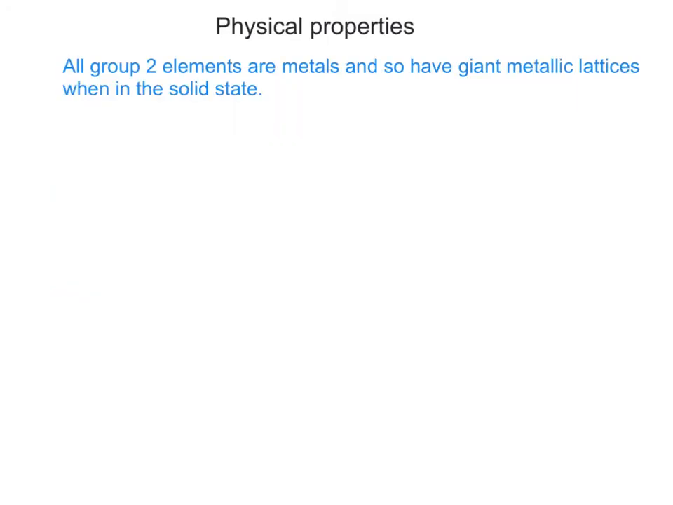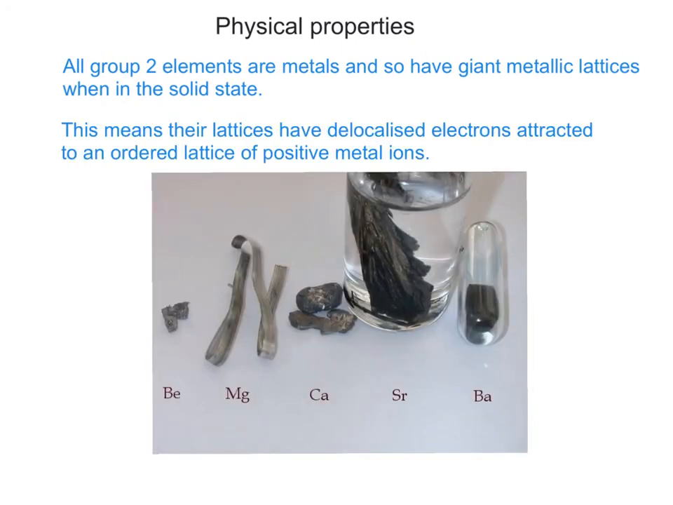All Group 2 elements are metals and so have giant metallic lattices when in the solid state. So the lattices will all have delocalized electrons attracted to an ordered lattice of positive metal ions. And therefore they'll have all the same physical properties that you expect metallic lattices to have, such as conductivity of electricity, conductivity of heat, relatively high melting points, etc.